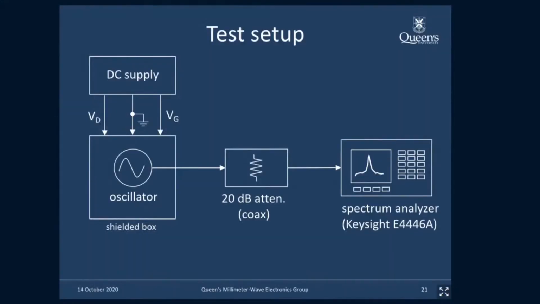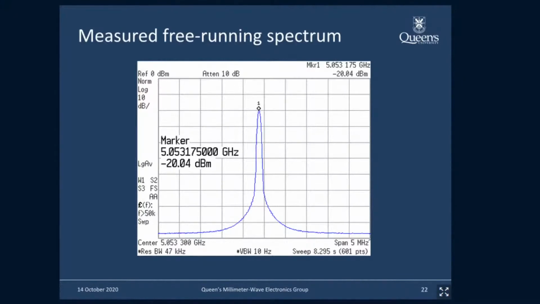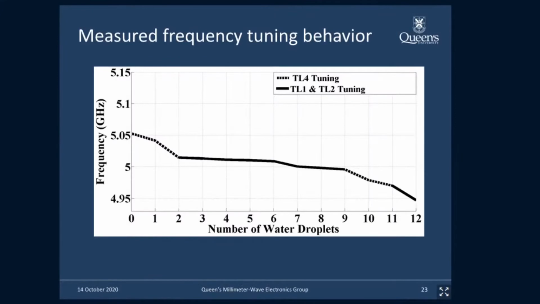When we look at this test setup, in the interest of time, the only thing I want to point out is that we have a 20 dB attenuator between the oscillator and the spectrum analyzer to protect the spectrum analyzer. So in this measurement, this is the oscillation output, free running spectrum. It's basically minus 20 dBm at the spectrum analyzer, so it means that's 0 dBm output power. And when we add the water droplets, we're able to tune the frequency of this oscillator over about 150 megahertz.